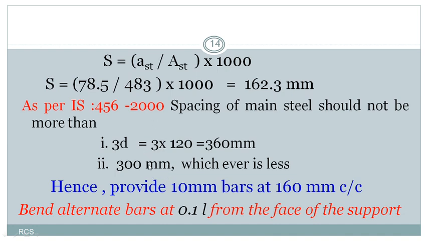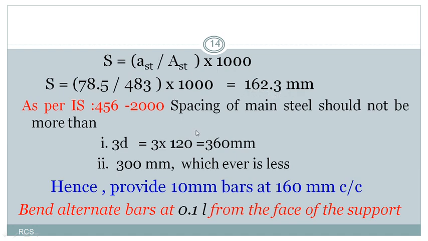So we have to consider the minimum of these two values, but we now have to check the obtained value against these criteria. We have to take the minimum value of all these three criteria. The minimum of these three criteria we can take as the spacing for the main reinforcement. Among these, 162.3 mm is the minimum, so I will provide 162.3.